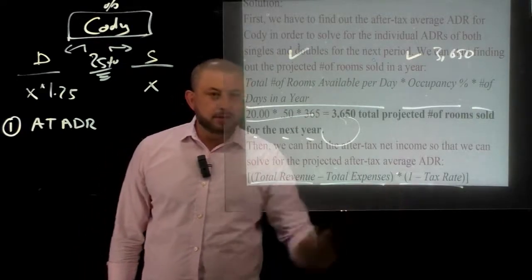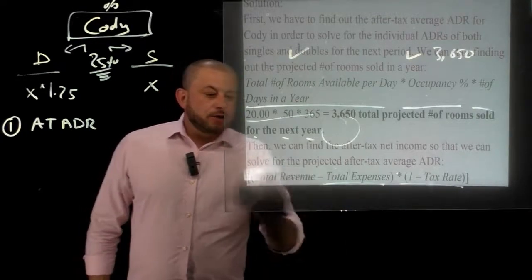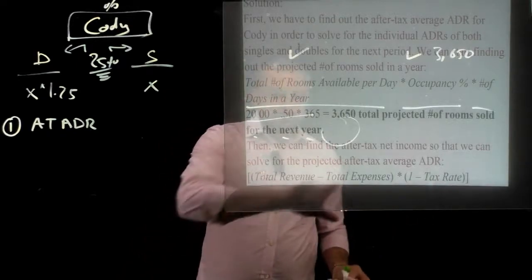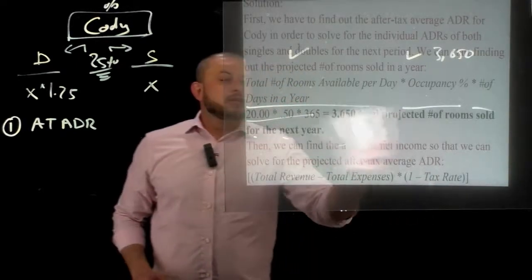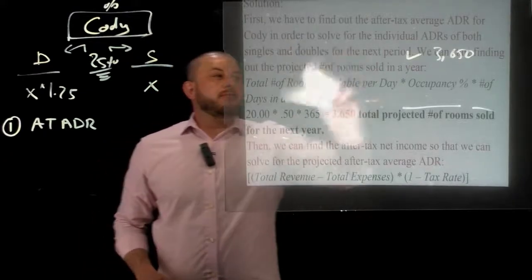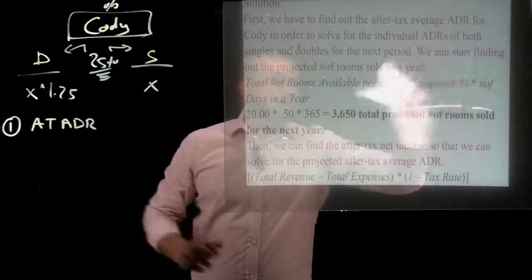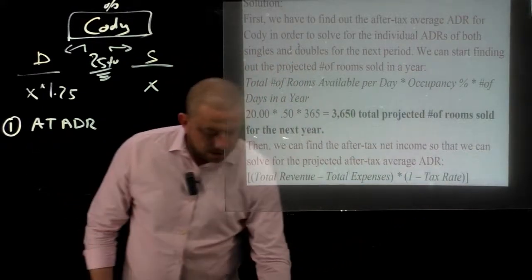This formula right here, okay? I know what my total revenues are. I know what my total expenses are. I know the tax rate, so I can run this, and I can find the after-tax average ADR, okay, and then I will take it from there.